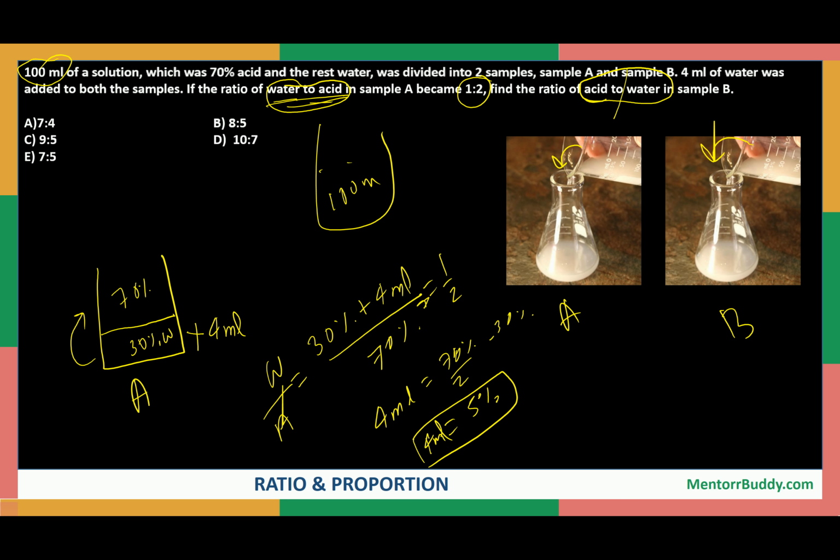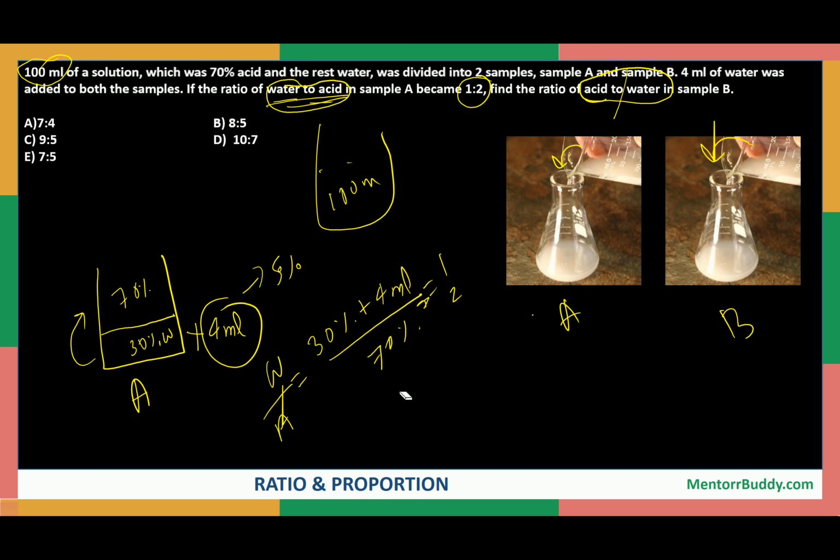Okay, so from here we got that the 4 ml of water added in sample A is equivalent to 5% of the solution, that is 5% of the water, right? So now we can calculate with the help of the unitary method how much solution there is in sample A, right? So what we will do, we will just calculate it. So how can we calculate it?